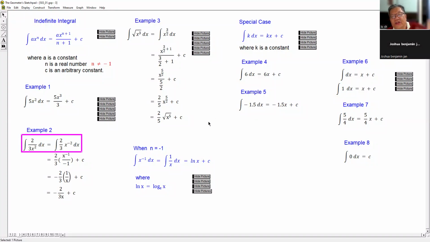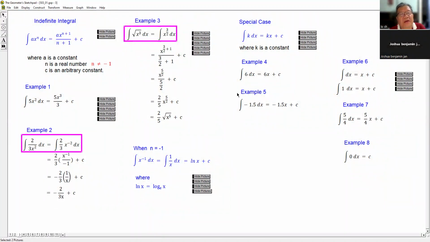Now all this integration, they are called indefinite integral. Indefinite integral, you will have a c at the back there, an arbitrary constant. Now, the 3 examples I've given you, 1, 2, and 3, there are different types, right? As I've said earlier, one is positive index, one is negative index, and another one, the index is a fraction.